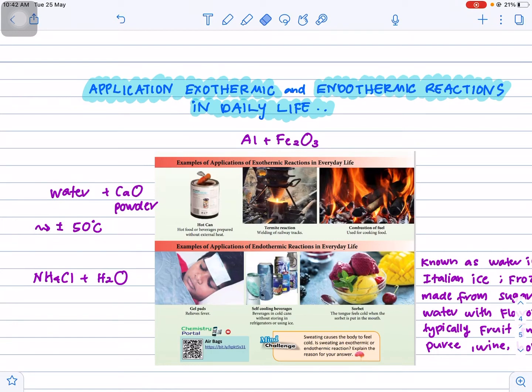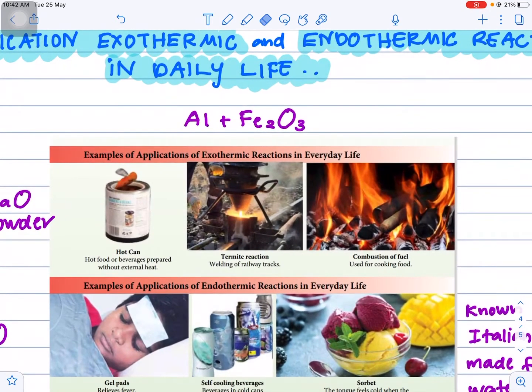So today we're going to continue our topic, thermochemistry, with the application of exothermic and endothermic reactions in daily life. Look at the first example: an application of exothermic reaction in daily life. As we know, an exothermic reaction is a reaction that releases heat to the surrounding. As an effect, when this reaction releases heat to the surrounding, the temperature of the surrounding will rise. Based on this idea, we have the hot can.